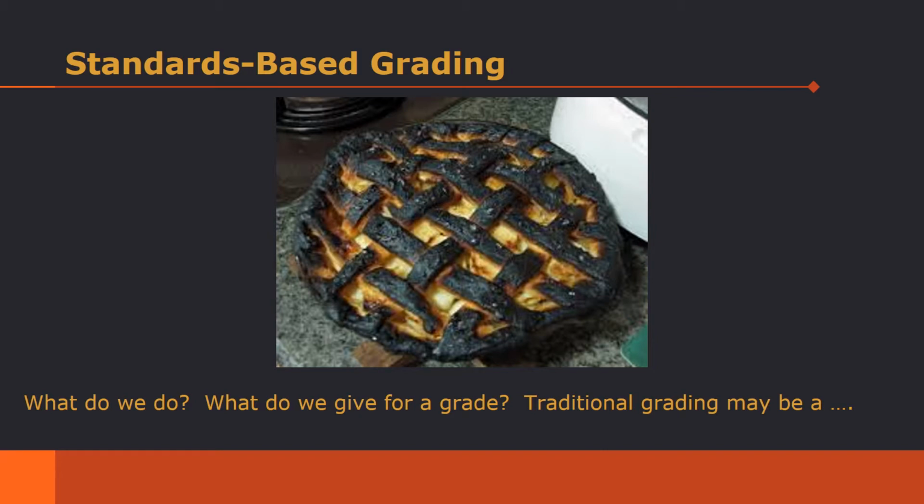So here we have a student product from a family and consumer science course on baking. And so we look at this product. What do we do? What do we give for a grade? In a traditional grading system, is this an A? Is it a C? Is it an F? Did the student fail?